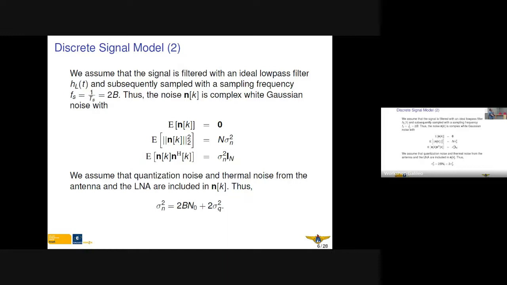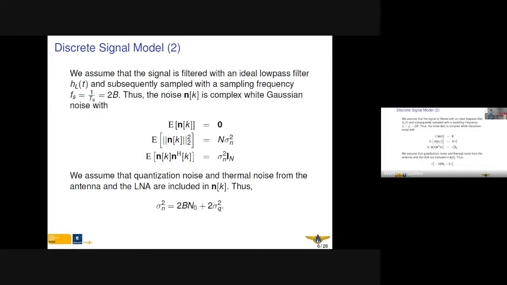So the expectation of the noise vector is a 0 vector. The expectation of the L2 norm squared of the noise is N times sigma_n squared. That's the same as assumed before, and we also assumed this before already, that n times n Hermitian, which is conjugate transpose, the expectation of this is sigma_n squared times the identity matrix of dimension N.